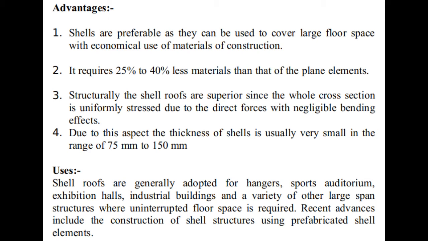Number 3 advantage is that structurally the shell roofs are superior since the whole cross section is uniformly stressed due to the direct forces with negligible bending effect. And number 4 is that, due to this negligible bending effect, the thickness of shell is kept very small, in the range of 75 millimeter to 150 millimeter. Generally while designing we take it as 100 millimeter thickness.